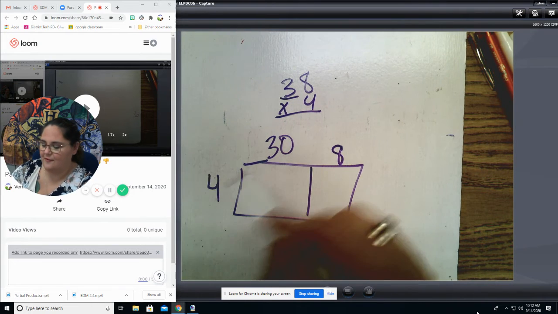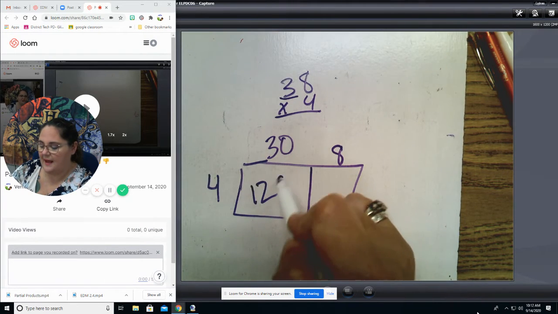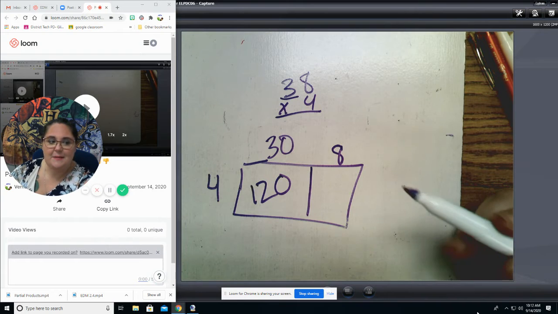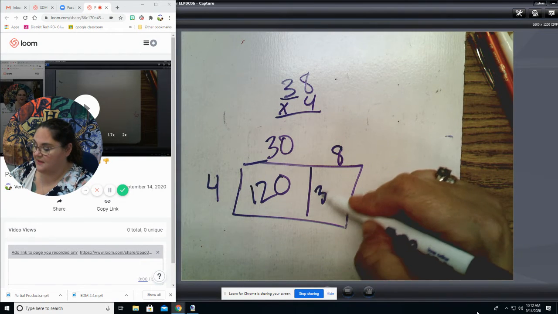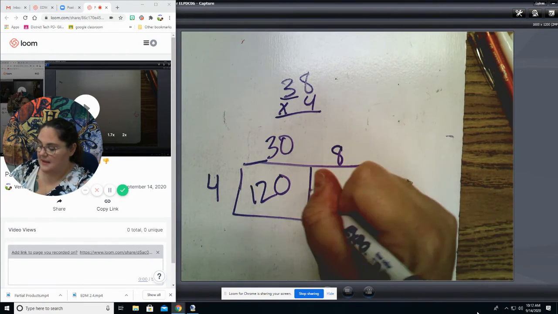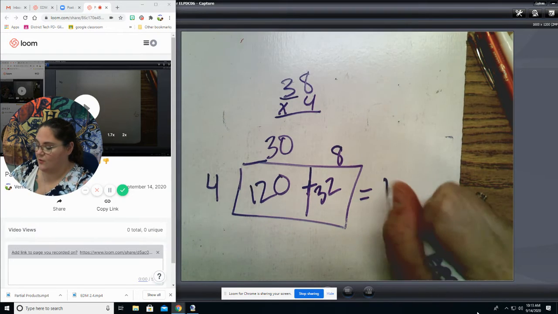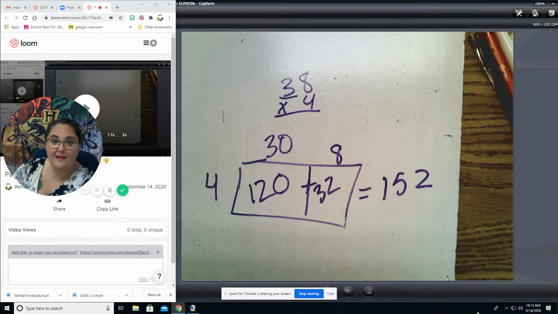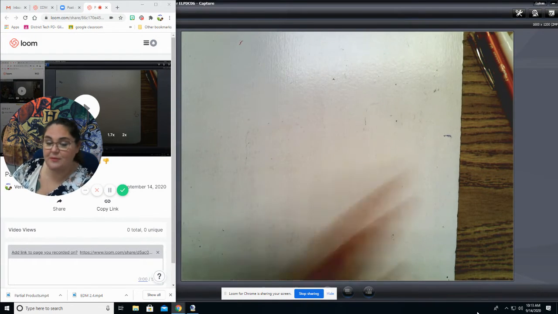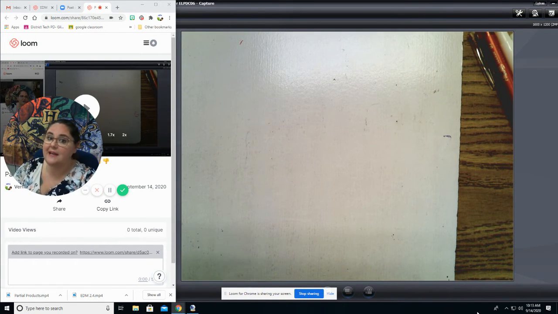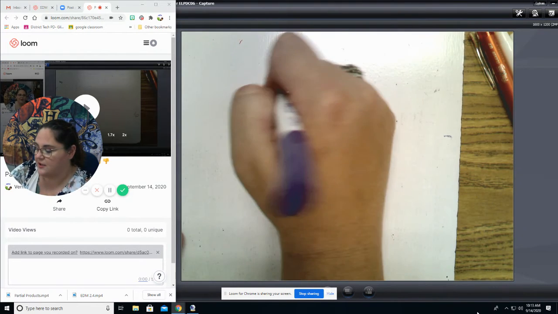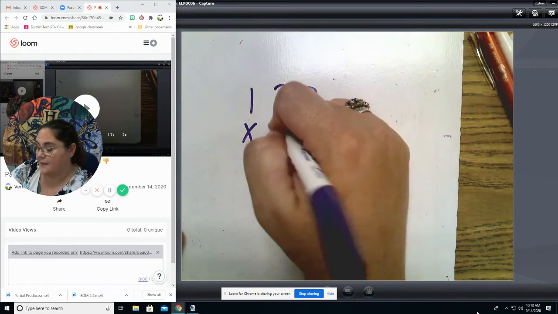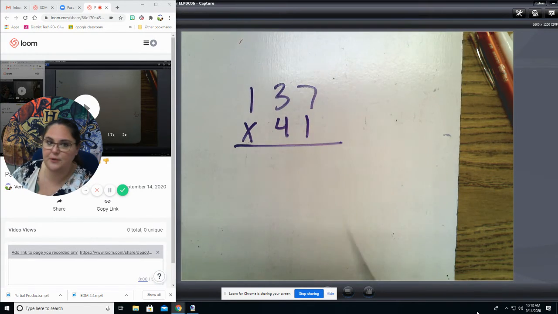Now I multiply. 4 times 3 is 12. Add that 0. 8 times 4 is 32. Now I'm going to add those answers together. 152 is your answer. That is how you do area model. You can do this with larger numbers too. Again, it gets tricky, so just be cautious. So if I use 137 times 41, super tricky problem.